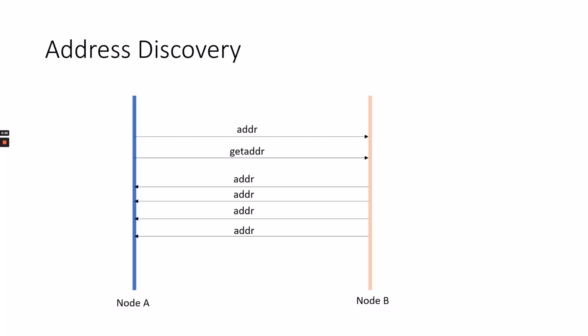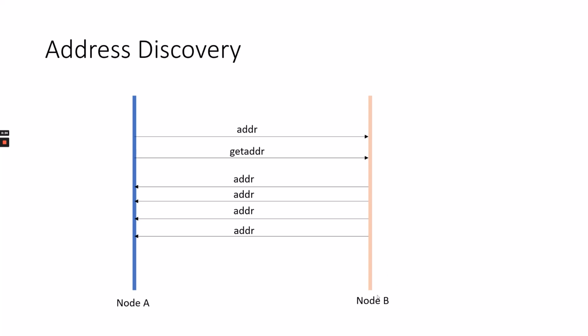If we take a look at what this looks like in terms of messages being exchanged, suppose node A is the new node in the network, and node B is the seed node that it found. In this context, you should interpret this from top to bottom. Node A would send its own address, announcing itself, saying that hey, I'm here. And it would also send a get address message, getaddr, as you can see.